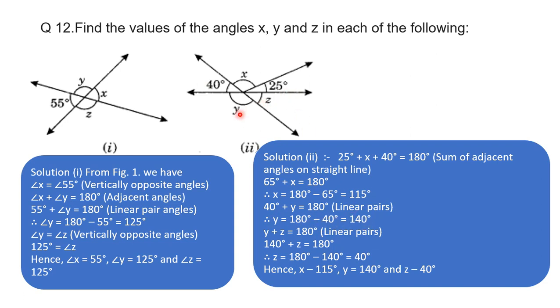Now again look at the figure, y and z. These two, y and z, are forming the linear pair on this horizontal line. So y plus z is equal to 180 degree. So the value of y is 140, plus z is equal to 180. So we can write z is 180 minus 140, and it will be 40 degree. So angle z is equal to 40 degree. So we got the values for all: x is 115 degree, y is 140 degree and z is 40 degree.